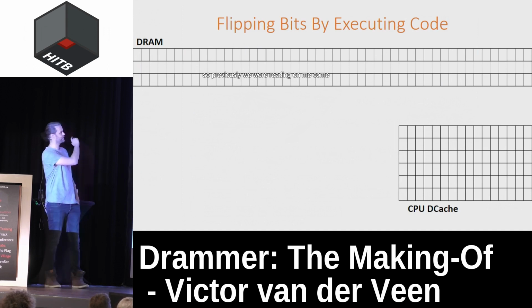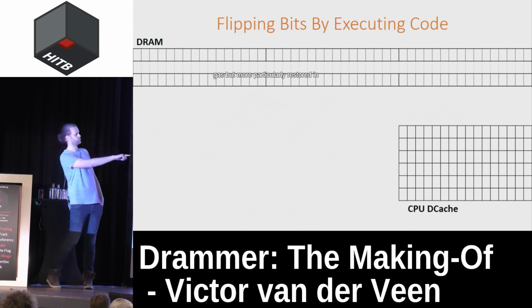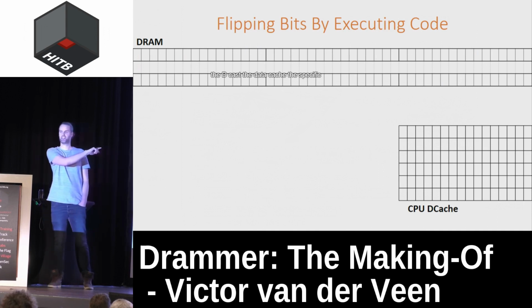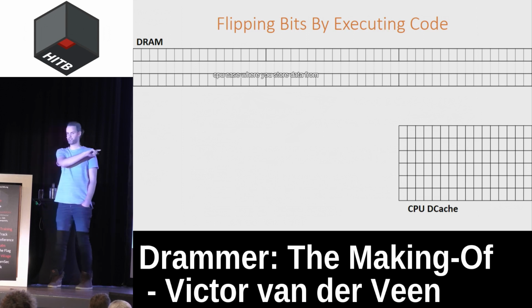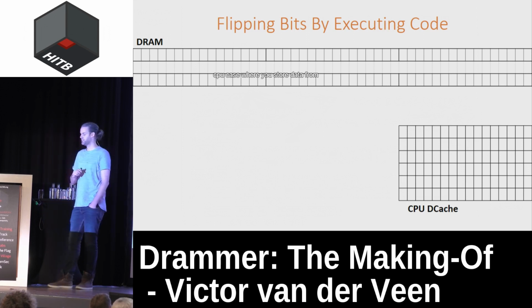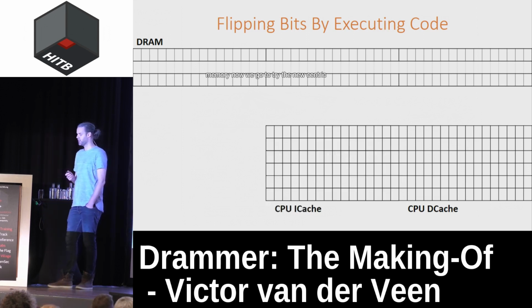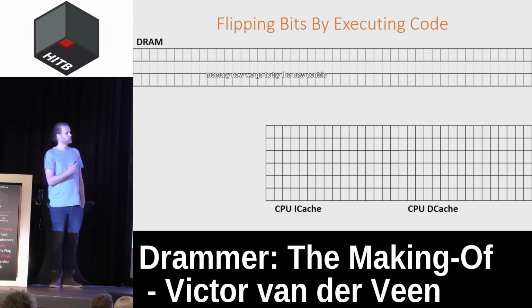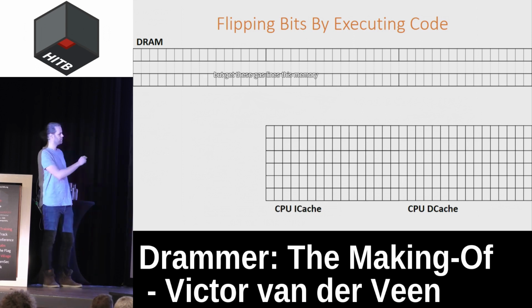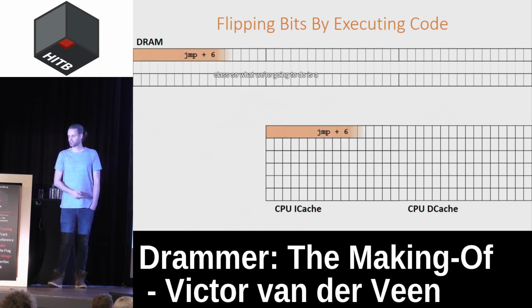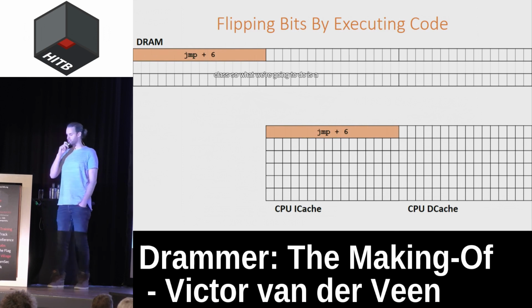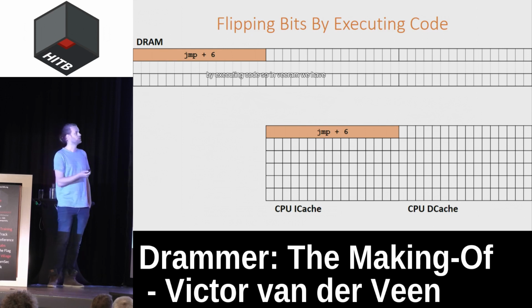Previously, we were reading only from DRAM, and the data was stored in the cache, more particularly in the Dcache, the data cache, the specific CPU cache where you store data from memory. Now we're going to try to do the same trick, but get these cache lines stored in the iCache, the instruction cache. So what we're going to do is a really nice trick: we're going to flip bits by executing code.